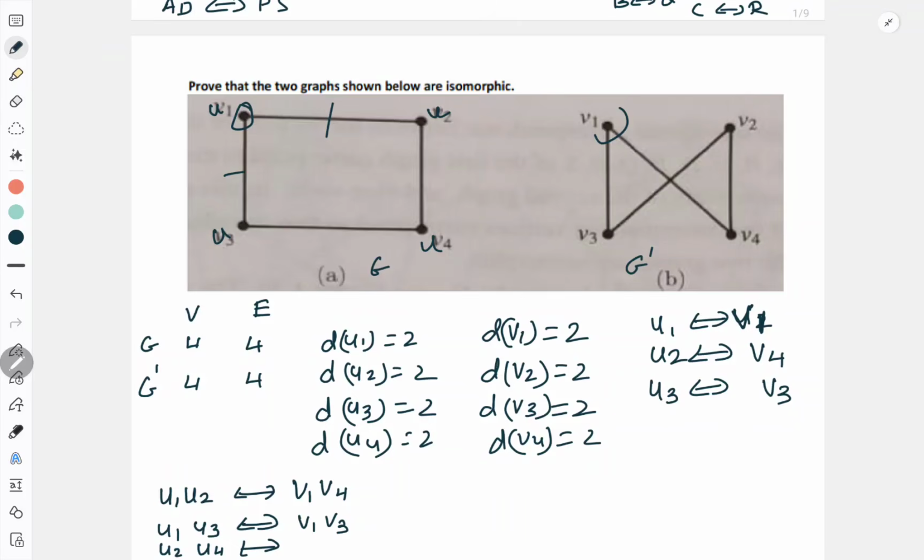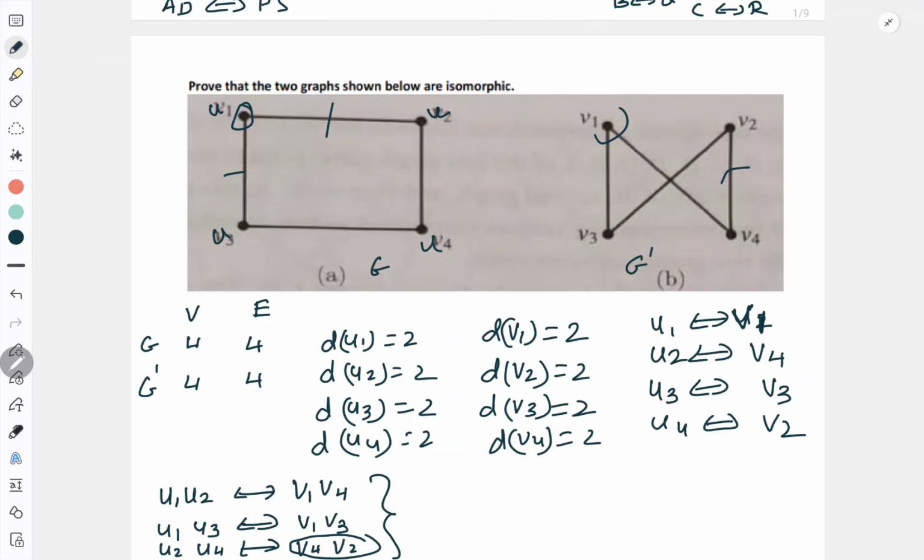Okay. So what is U2 here? V4. What is U4 here? So obviously here U4 will become V2. Correct? So now check V4, V2 exist or not? So V4, V2 exist. Yes. So I got the image of each.